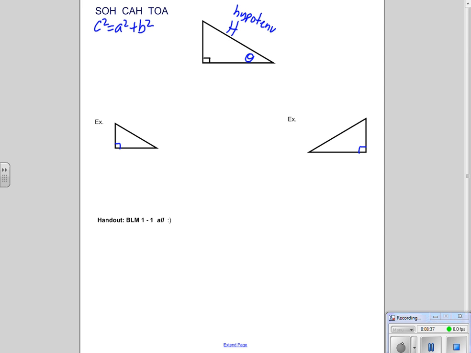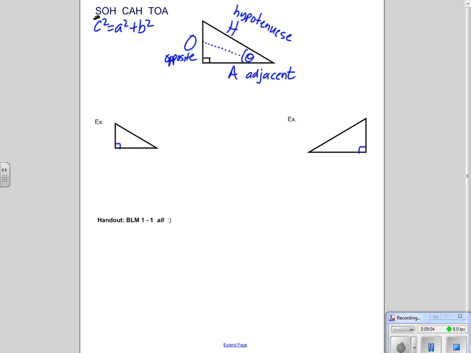For opposite and adjacent, we consider the angle of reference theta. Opposite is as far away as I can go on the triangle, and I always label that with an O. And then what I'm left with is the adjacent side, which just means beside. So our triangle can be labeled based on the angle of reference, and then our three trig ratios.